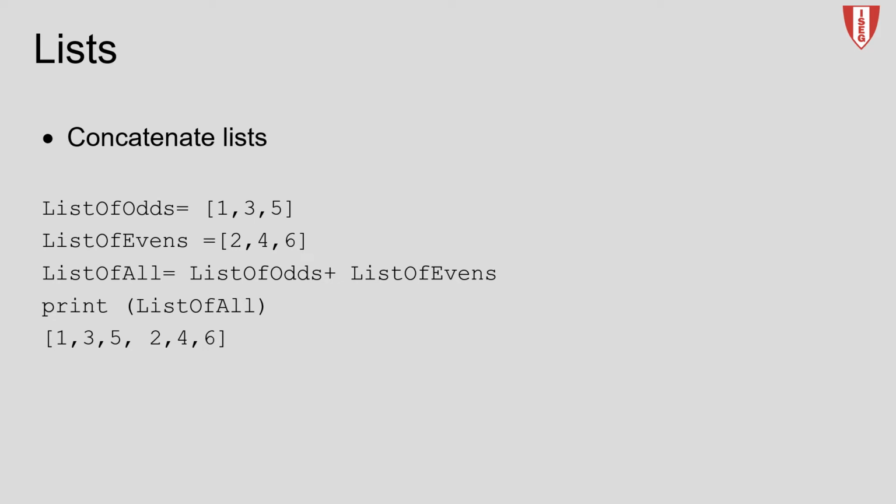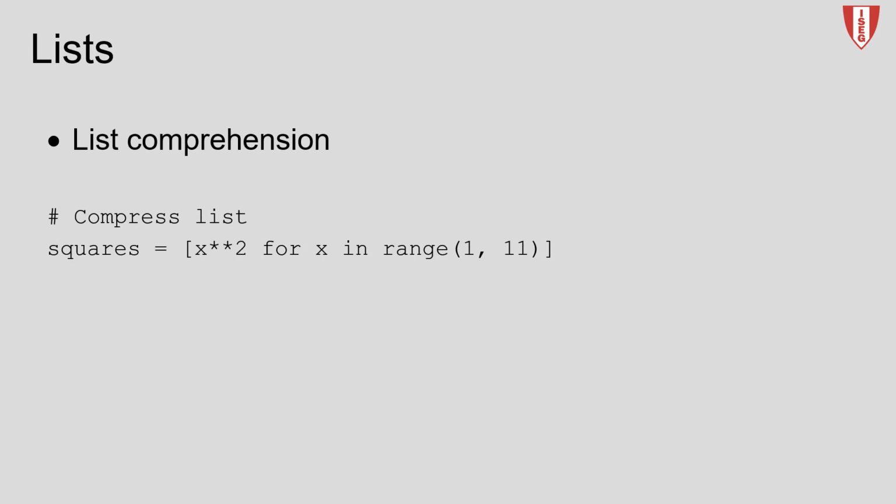We can create a new list by adding two existing lists together. We call it concatenation. A list comprehension is a syntactic construct available in some programming languages for creating a list based on existing lists. In this example, we are going to create a list of all the squared values of a list starting in 1 to 10. So the result will be a list of values 1, 4, 9, 16 until 100.